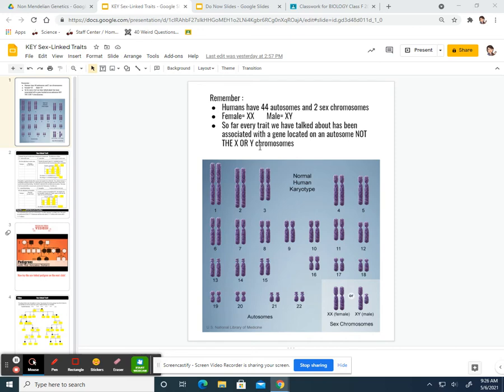And so far, every trait we've talked about in our genetics unit, so freckles, blue skin, the different genetic disorders, hair color, eye color, all are associated with a gene that's located on one of these autosomes, so not linked to a sex chromosome. Like I said, we're going to talk about sex-linked traits today, and that means that the genes associated with these traits are located on a sex chromosome and not one of those autosomes. In particular, we're going to be looking at traits that are linked to the X chromosome.